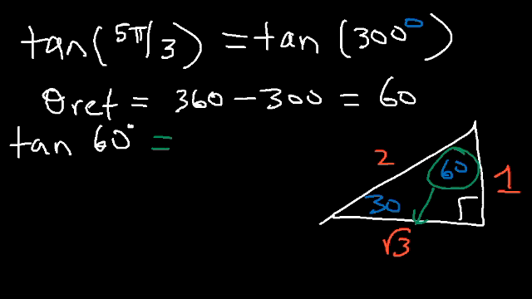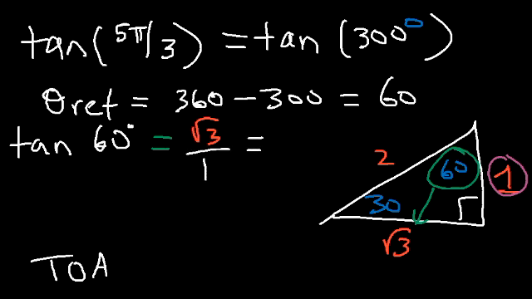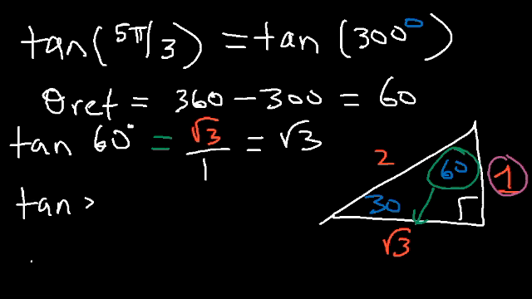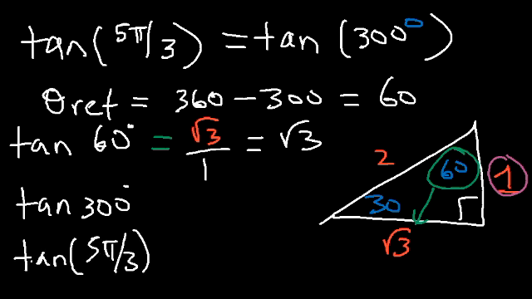Tangent is opposite over adjacent. Let's not forget SOHCAHTOA. So opposite over adjacent. Opposite to 60 is still root 3. But adjacent to 60 is right next to it. That's 1. So tan 60 is root 3 over 1, which is root 3. So therefore tangent 300 must also be root 3. We just got to figure out, is it positive or negative? And tan 300 is the same as tan 5 pi over 3.